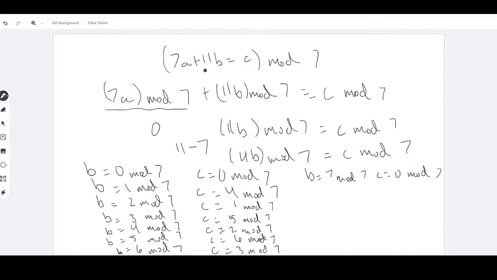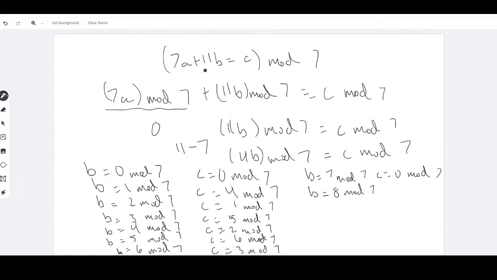So then C is 0 mod 7. So we can see that it gives us the same thing if B were 7 mod 7 as if B were 0 mod 7. And that makes sense because 7 mod 7 and 0 mod 7 are the same thing, right? And then, if we were to do B is 8 mod 7, we also don't need to do that because 8 mod 7 is the same thing as 1 mod 7, right? Because 8 divided by 7 has a remainder of 1.